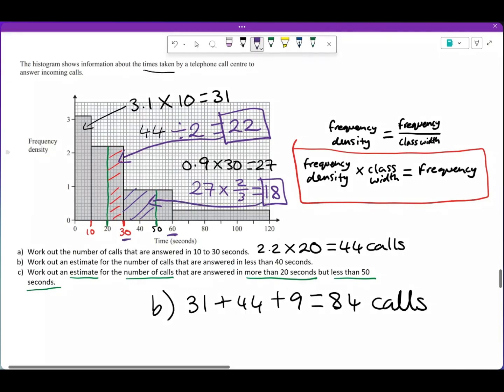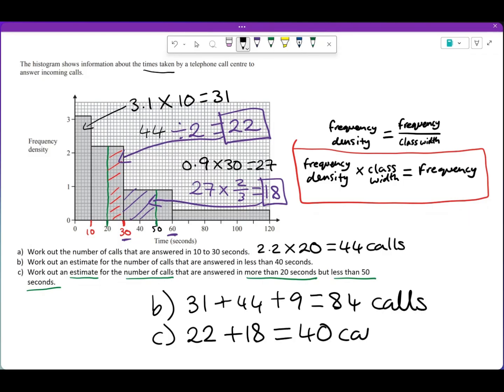So now we can give our answer to part C. Okay, it is going to be the 22 plus the 18, so my two circled purple numbers, and that is going to give me an answer of 40 calls. Let's have a look at one more question.